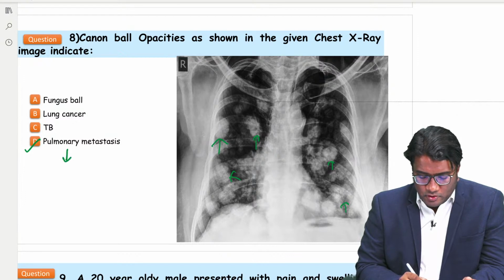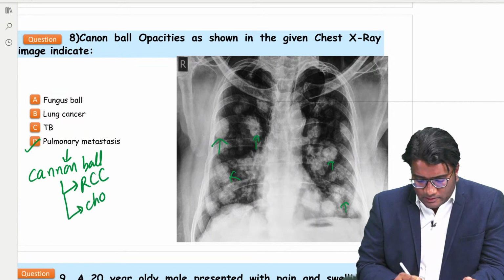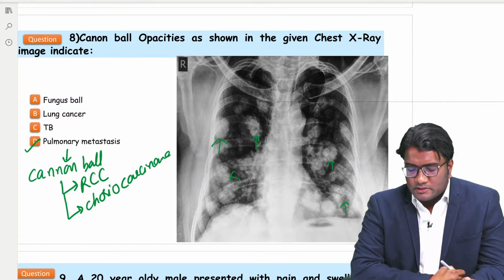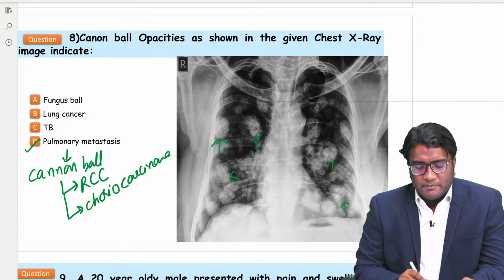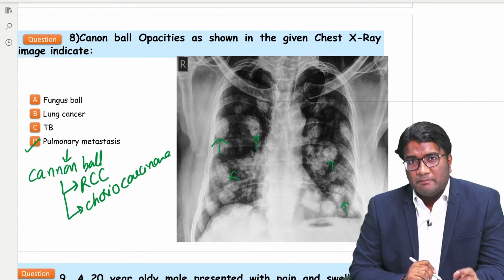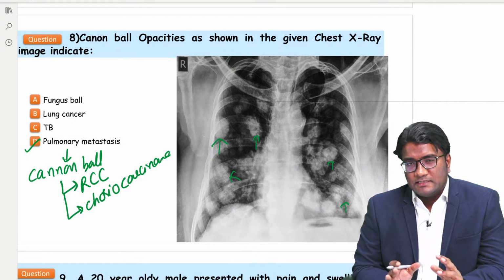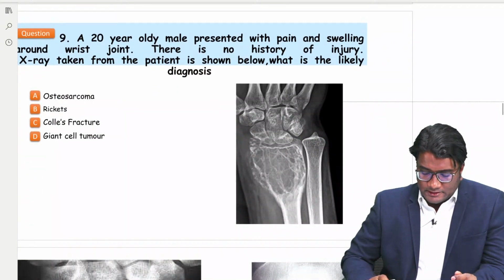What is the most common cause of such cannonball metastasis? Cannonball metastasis most commonly occurs due to RCC if it is a male smoker, and choriocarcinoma, right? Especially in females, it can be choriocarcinoma. So this is pulmonary metastasis. Do not confuse with a primary lung cancer or fungus ball. Those are different. Pulmonary metastases produce these cannonball opacities, common in patients with RCC as well as with choriocarcinoma.